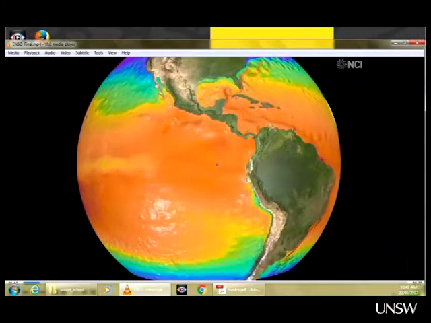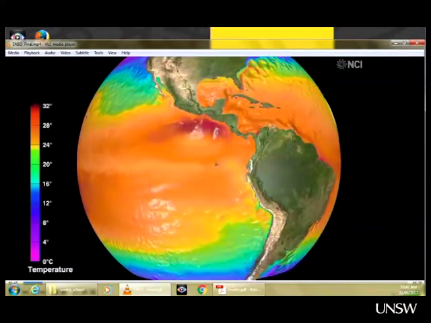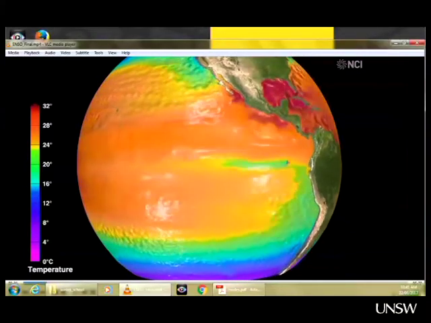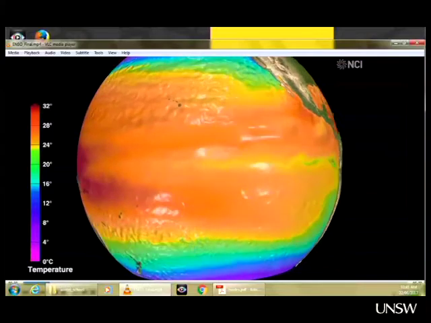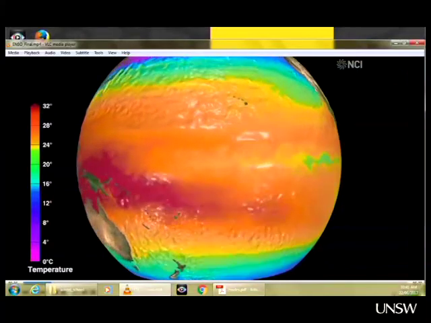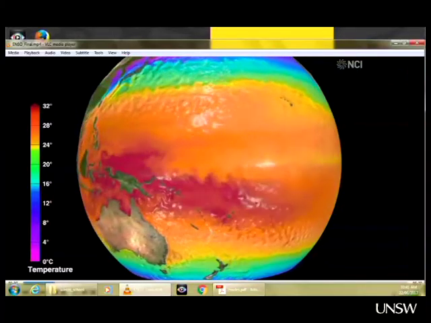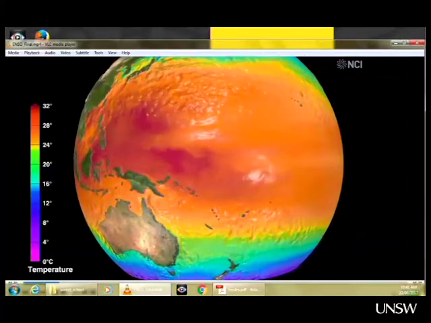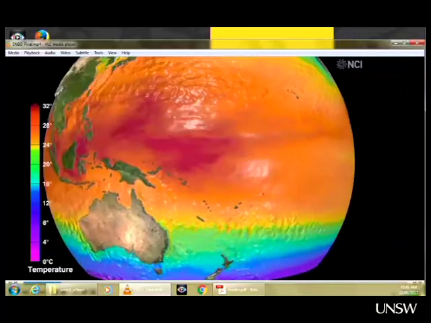Okay, so we're looking at sea surface temperature, and you can see also it's not flat, so they've put in sea surface height as well. You can see the warm pool over here and the cold tongue over here, and also lots of cool equatorial waves sort of propagating around. And now the world is exploding.